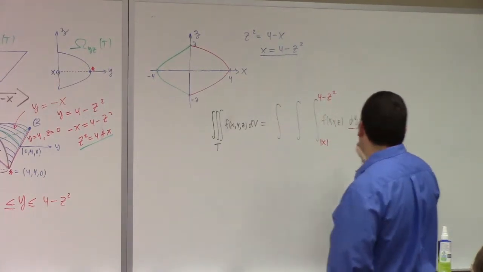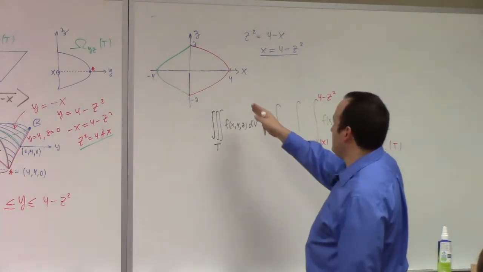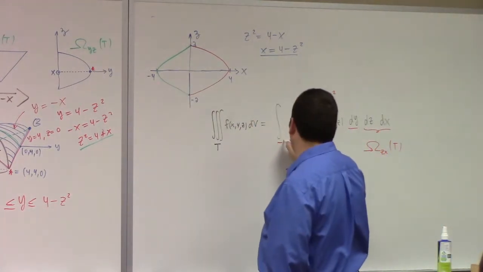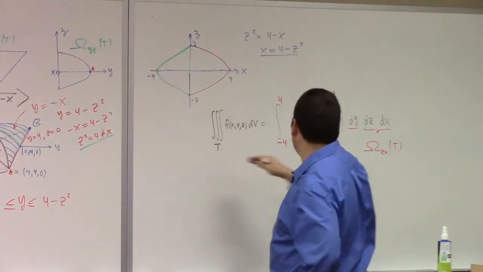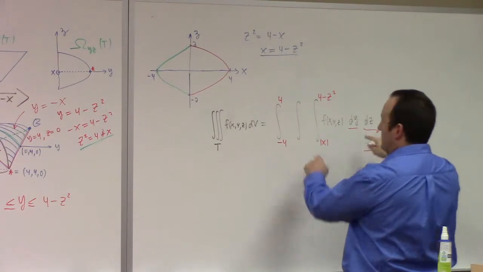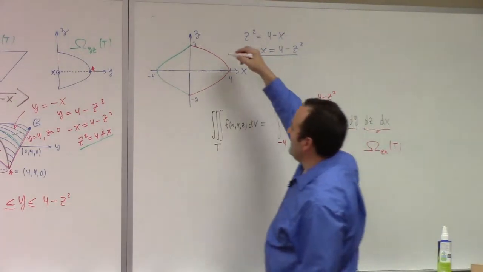And then, since you guys gave me zx, that means I need to make my x bounds go from minus 4 to 4, right? Because that's what x does. It goes from minus 4 to 4. And then how about z? What does z go between here?